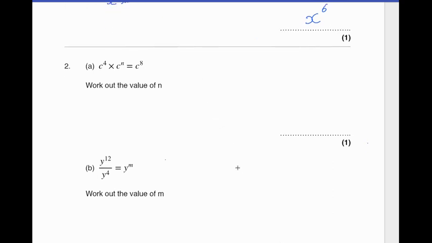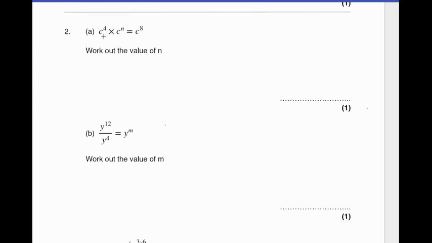Okay, next question. c to the power of 4 times c to the power of n equals c to the power of 8. Well, when we multiply, we are adding the powers. So we're saying this power here, 4, plus the other power here, n, is equal to 8, which means n is equal to 4. So we've got that there.